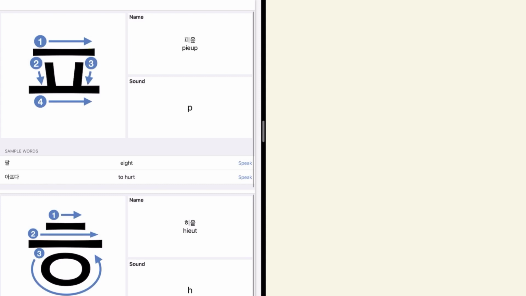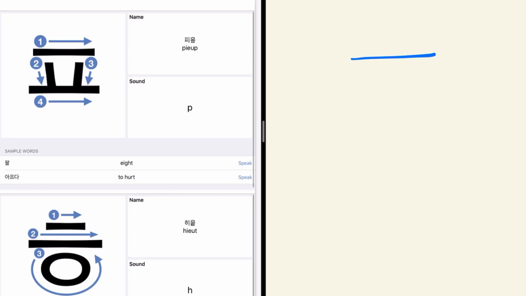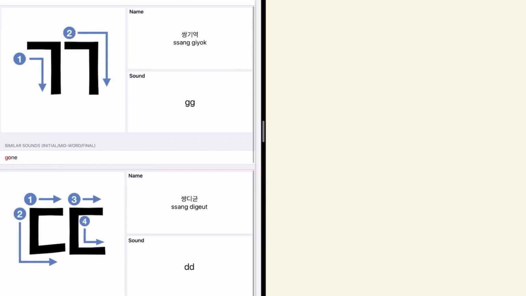Next one is 히읗. It is 1, 2, 3. One more. 1, 2, 3. Okay. So cute. And next one is, this is double.